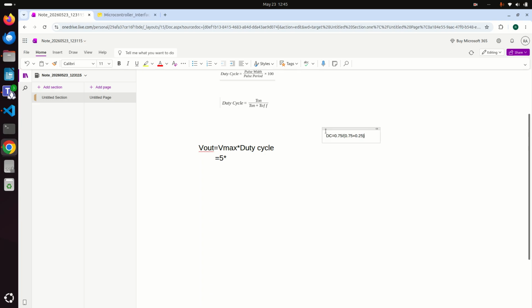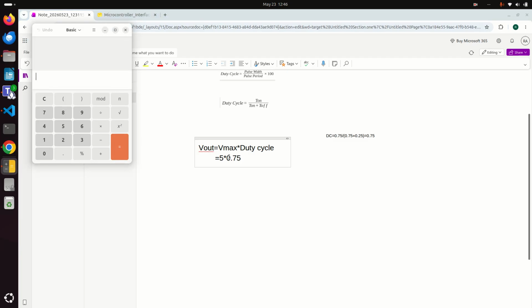0.75 plus 0.25 is nothing but 1. Anything divided by 1 is nothing but that value, isn't it? Here 0.75 divided by 1 is nothing but 0.75. Now we got the value of the duty cycle, that is 0.75. Let's substitute the value and multiply.